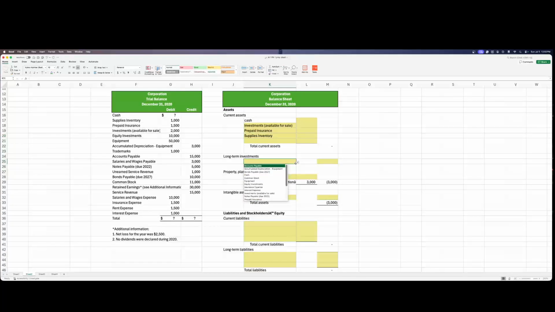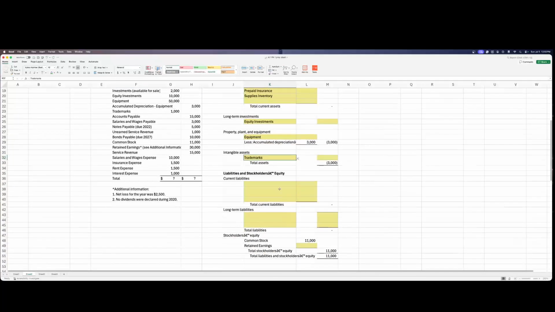Long-term assets. What is that? Long-term assets will most likely be things related to equity investments, equipment. This would be like trademarks, copyrights.